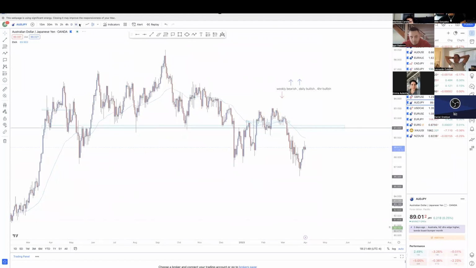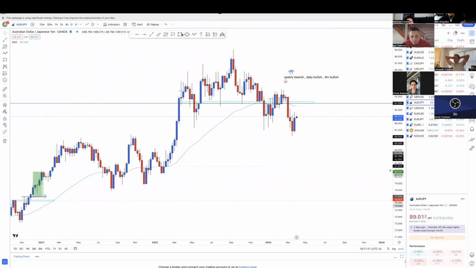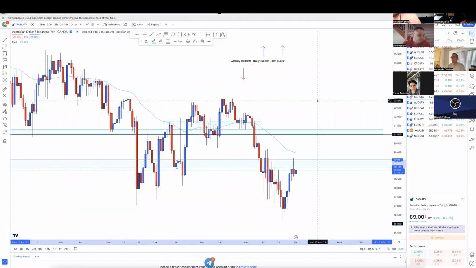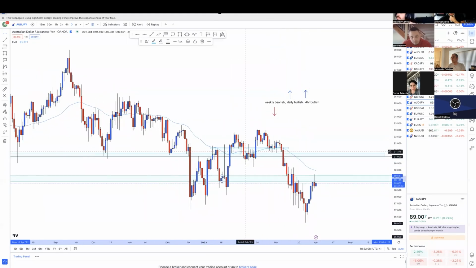AUD JPY. Look at this. This is exactly how I like catching my trades. I like catching my trades here, once we're at this area, having the lower high pullback. Daily time frame, we are bearish. No, we're technically bullish, right? We body closed the bubble. We have a daily bearish rejection candlestick.